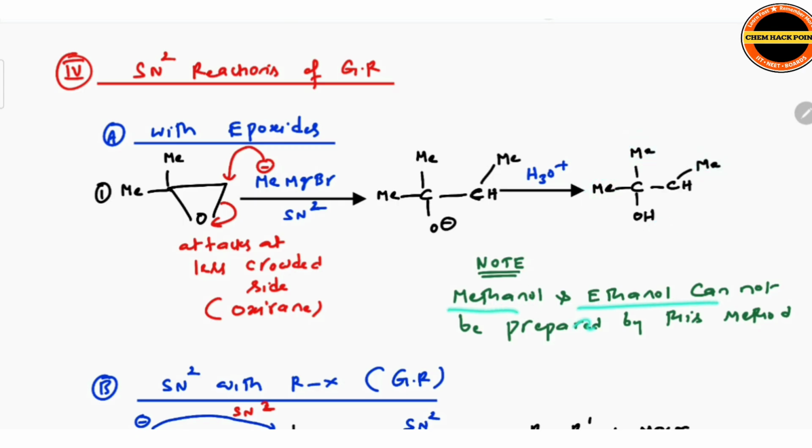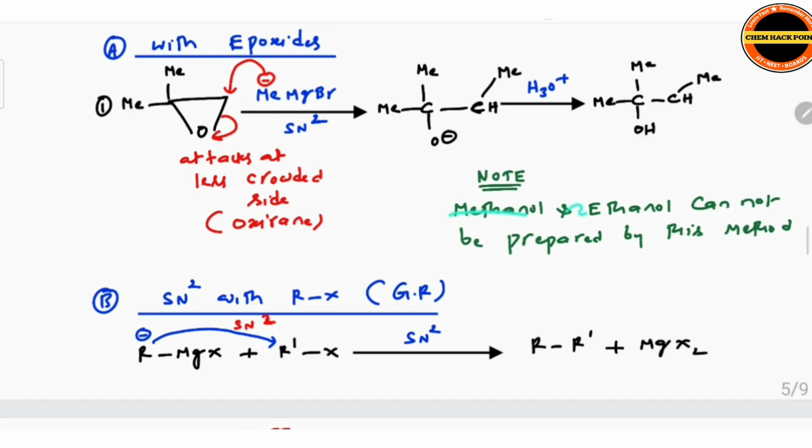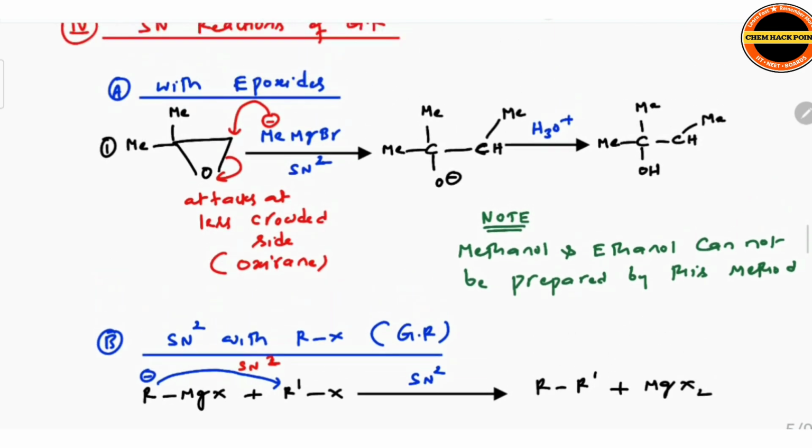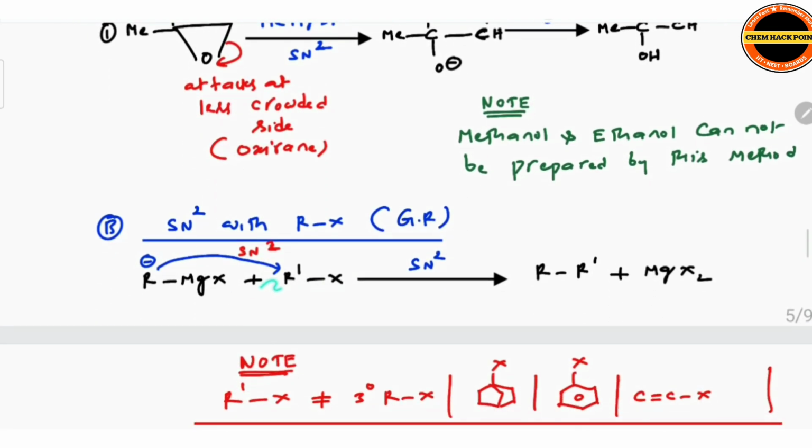Remember, methanol and ethanol cannot be prepared by this method. Here there is only one carbon, and here two carbons, so with this method you will get more than that. SN2 with RX: SN2 with alkyl halide R'X. Here R minus and R' combine, forming an alkane and MgX2.